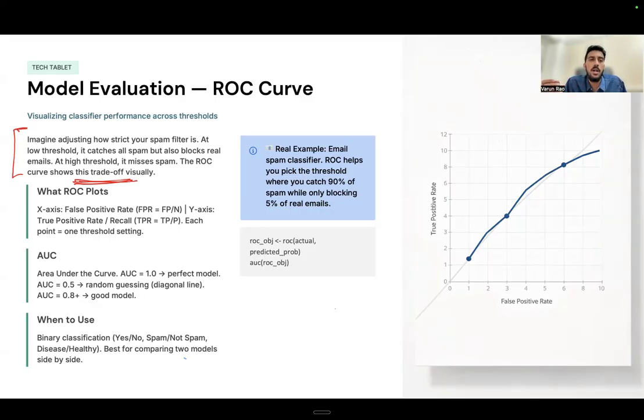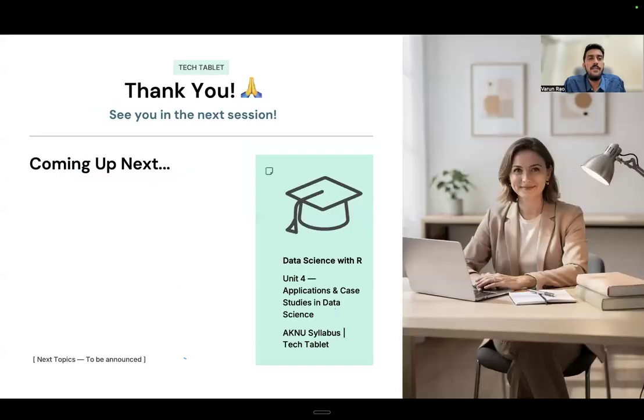Now, what does ROC plot? ROC plots on the x-axis, the false positive rate. On the y-axis, it has true positive rate. Okay. So, both of them are positive only. One is false positive, one is true positive. And with the help of this, we generate an AUC, that is area under the curve. If the area under the curve is 1, then it's a model which is too good, which is close to impossible. If it is 0.5, then it's okayish. But if it's 0.8 or above, then I think it's a really good model. Okay. So this is what we have in model evaluation, which is the last topic of 4.1.